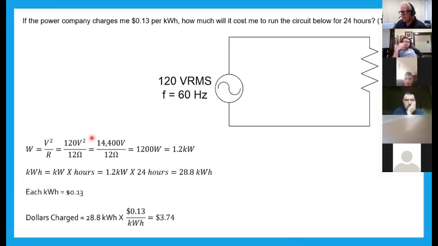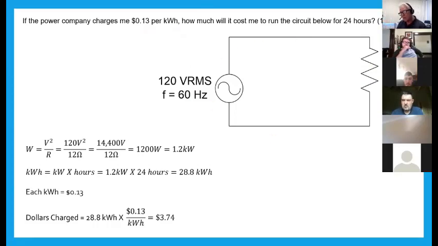If the power company charges me 13 cents per kilowatt hour, how much will it cost me to run the circuit below for 24 hours? And apparently this was on a test at some time and could show up again on a test. So you might want to take a look at this. Well, I want to know how much it's going to cost me. I need to first know, if they're charging me 13 cents per kilowatt hour, how many kilowatt hours do I have? What is a kilowatt hour?